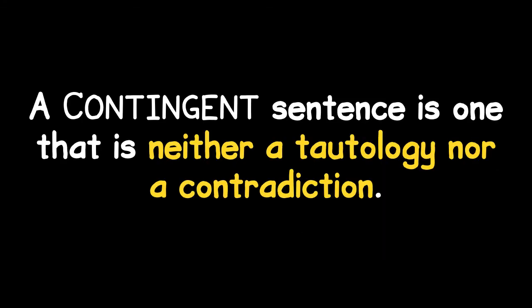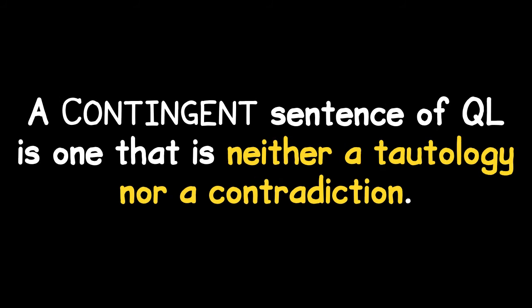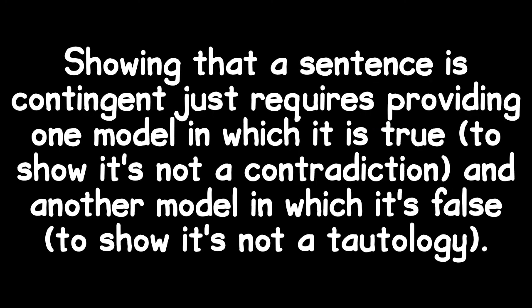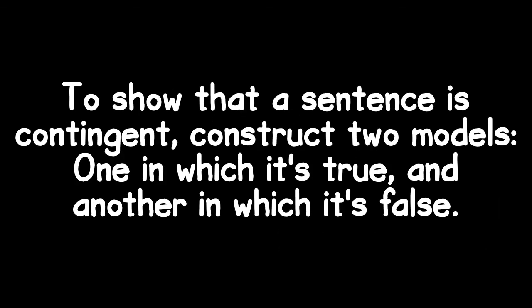Recall that in English, a contingent sentence is one that is neither a tautology nor a contradiction. A contingent sentence of QL, similarly, is one that is neither a tautology nor a contradiction. So to show that a sentence is contingent, we just need to show that it's not a tautology and also that it's not a contradiction. Showing that a sentence is contingent just requires providing one model in which it's true to show that it's not a contradiction, and another model in which it's false to show that it's not a tautology. This won't always be easy, but it's something we know how to do. To show that a sentence is contingent, construct two models, one in which it's true and another in which it's false.